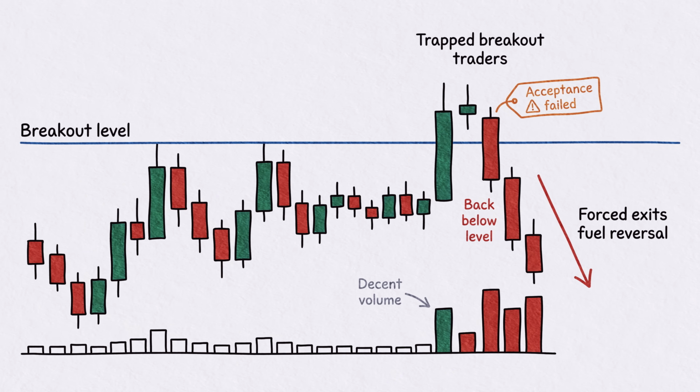The third failure mode, failure to hold. Price breaks out. Volume is decent. The candle closes above. But the next candle, or the one after, falls back below the level. The breakout cannot sustain itself. Now every trader who entered is trapped. When they realize the breakout has failed, they close positions. That selling pressure fuels the move in the opposite direction. This is why failed breakouts often reverse violently. Trapped traders become fuel for the other side.